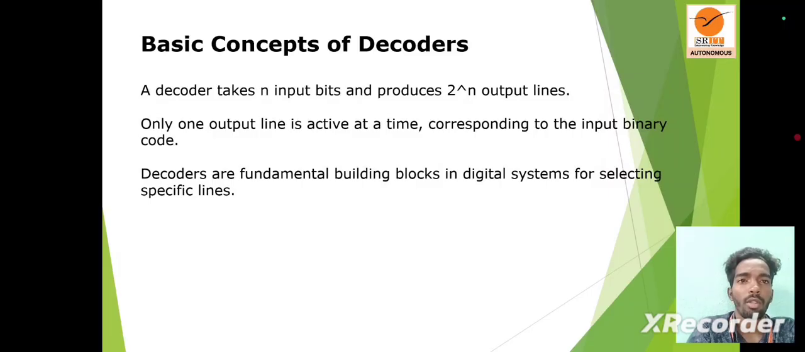Basic concepts of decoders. A decoder takes n input bits and produces 2 to the power n output lines. Only one output line is active at a time, corresponding to the input binary code. Decoders are fundamental building blocks in digital systems for selecting specific lines.